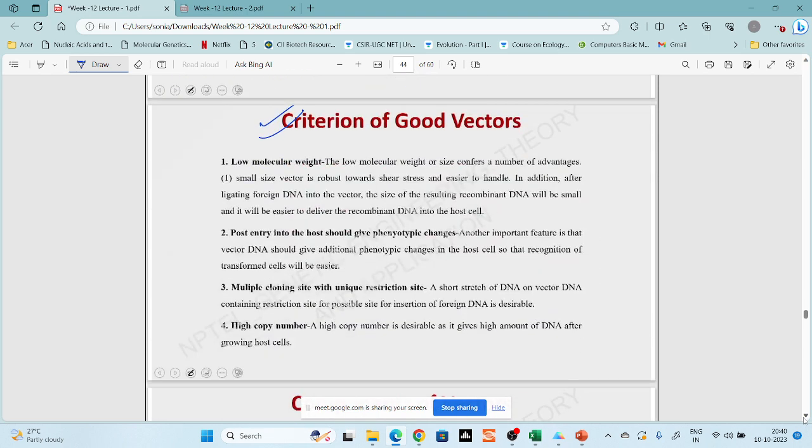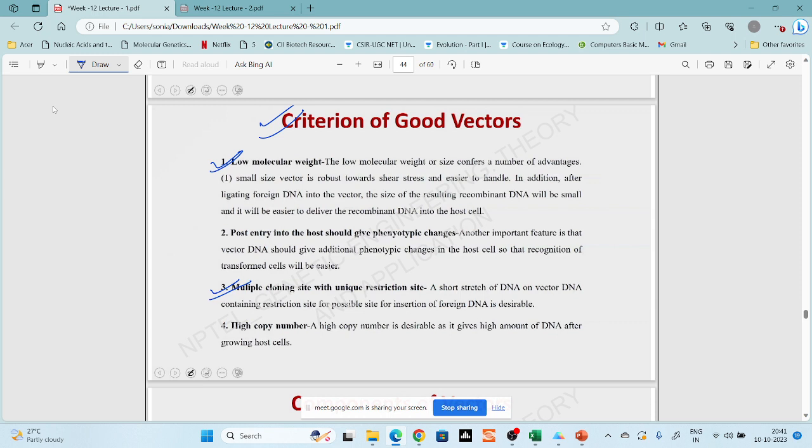Then what are the criteria of a good vector? It should be of low molecular weight. Why should it be low molecular weight? Because if it is of low molecular weight, it is easier for it to replicate. If it is of high molecular weight, it is difficult for it to replicate. Then, post entry into the host, it should give phenotypic changes. That means it should have some selection marker genes, because if you do not have any selection marker genes, then how can you determine whether the vector has entered the host or not? Then there should be multiple cloning sites.